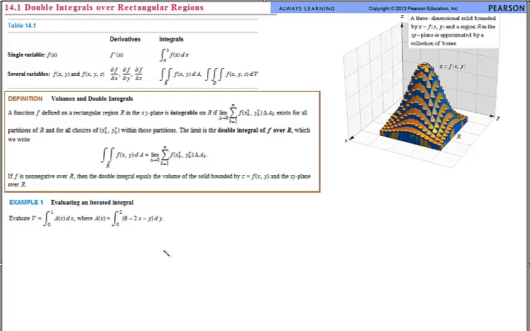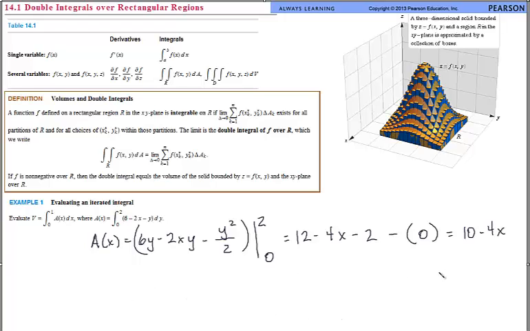So in example 1, we want to evaluate this volume, and we're given that the area function is a function of x, and we're going to integrate with respect to y. So area of x, and if I integrate this with respect to y, I'm going to get 6y minus 2xy minus y squared over 2 evaluated from 2 to 0, and I'll punch that in.